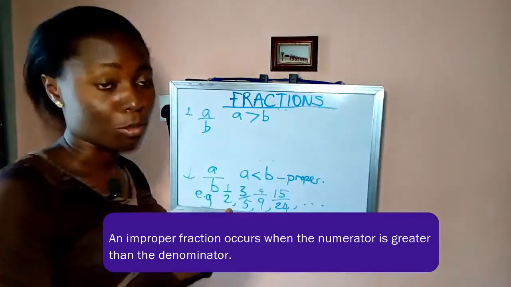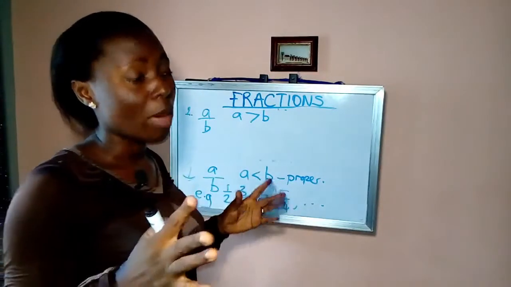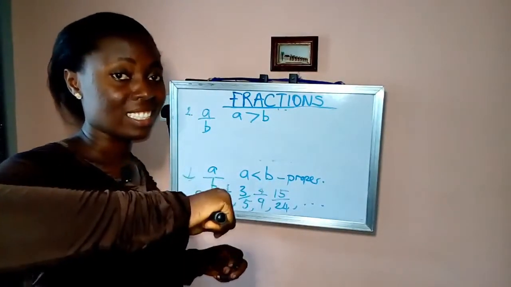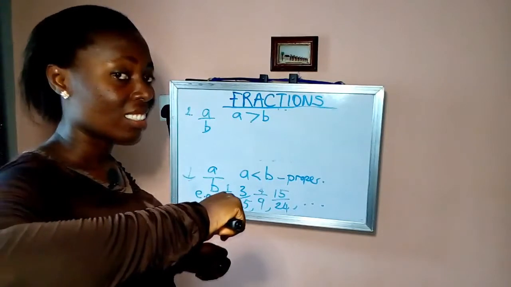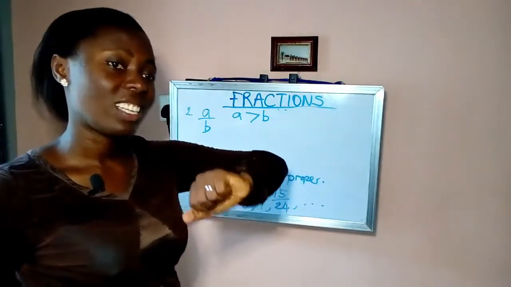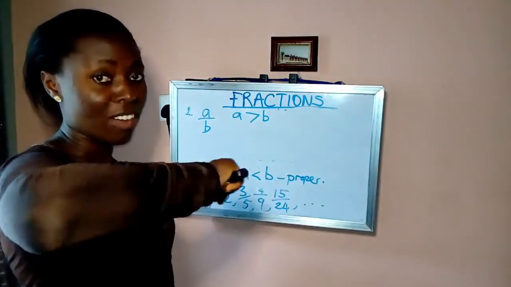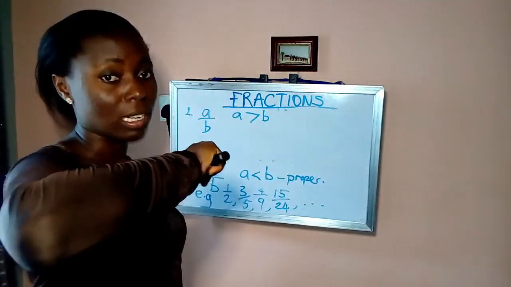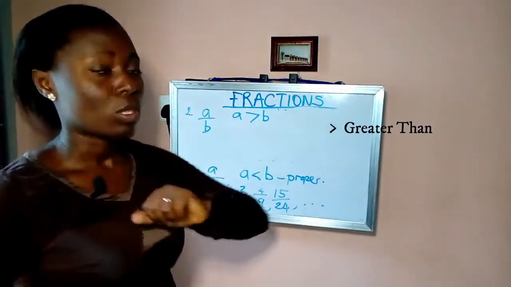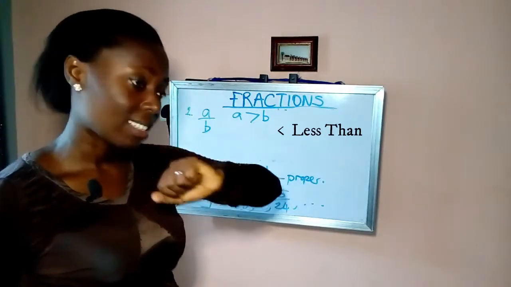Please don't get confused. When you see these signs, there's a simple way I used to do it. When you use your right hand like this, it's greater than. The one on this side is less than. If you're using your right hand, you have your greater than. But when you use your left hand, you're looking at your less than sign.